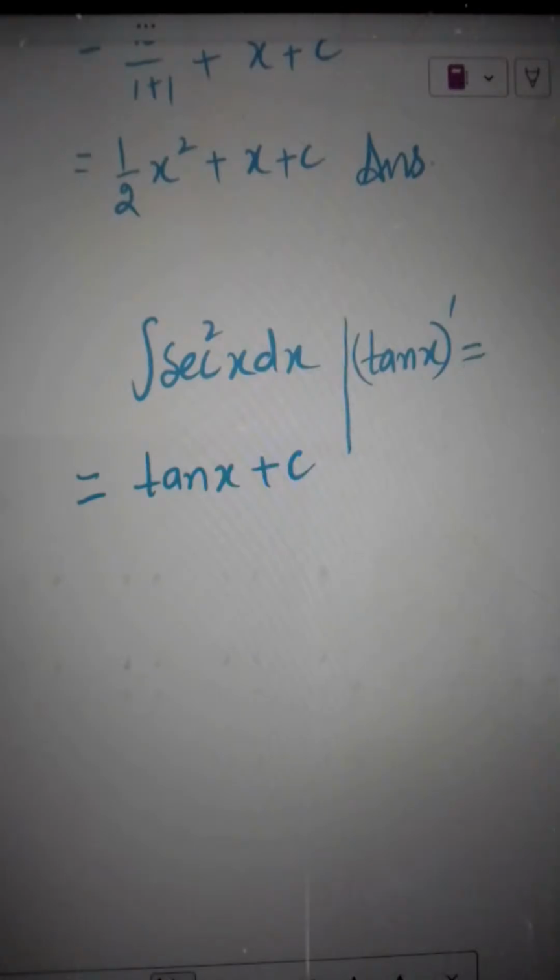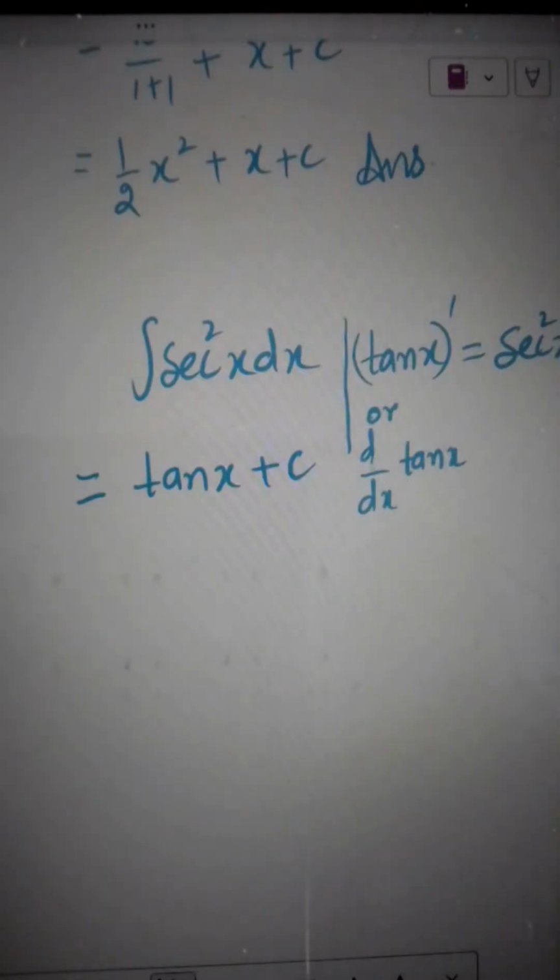we can just write a prime on it or symbolize it as d by dx. D by dx means the derivative with respect to x of tan x. In both these situations, the answer is secant square x. So integration is also called antiderivative. It means that if we integrate secant square x, the answer will be tan x, because these are reverse processes.